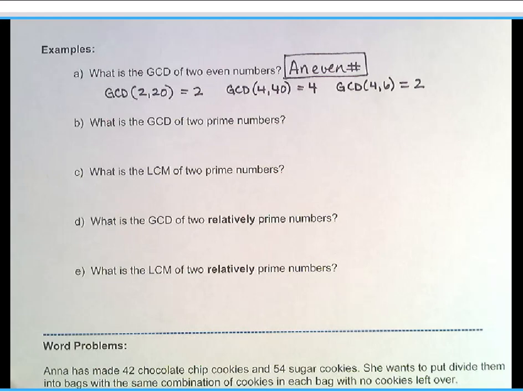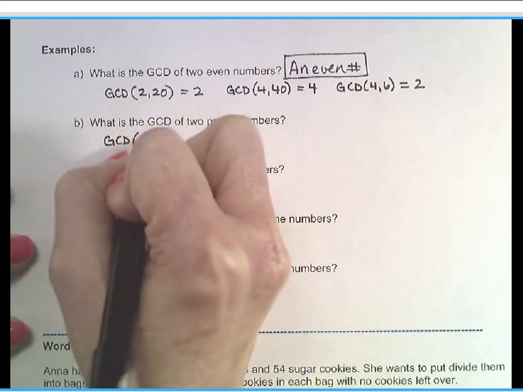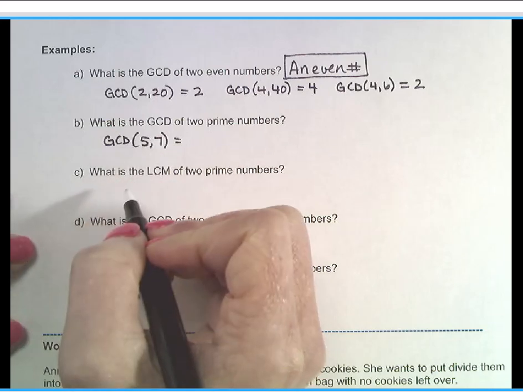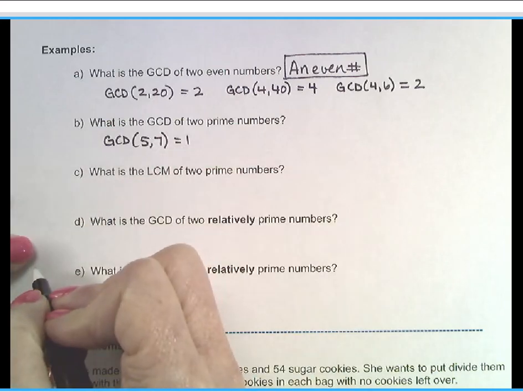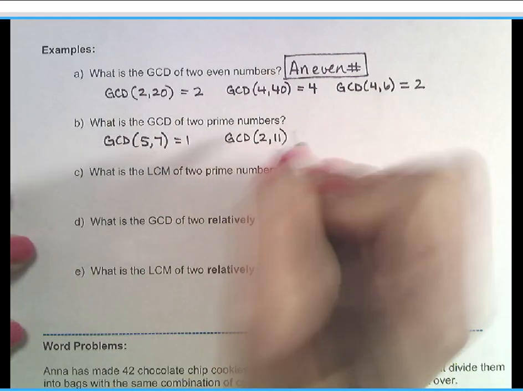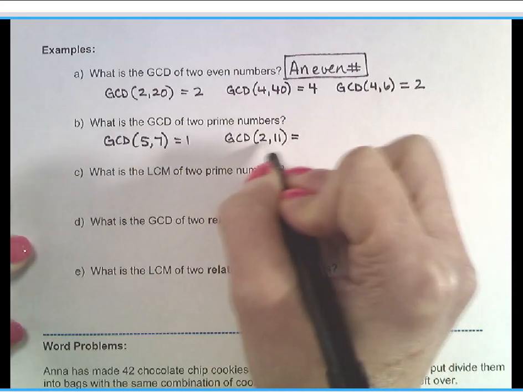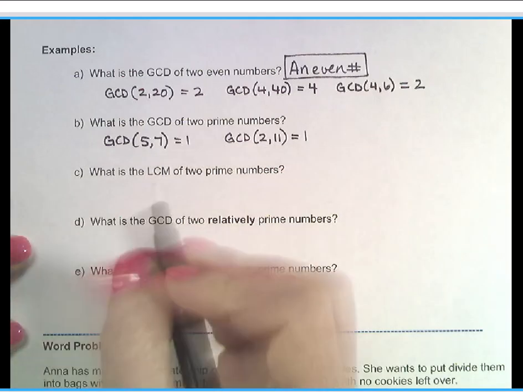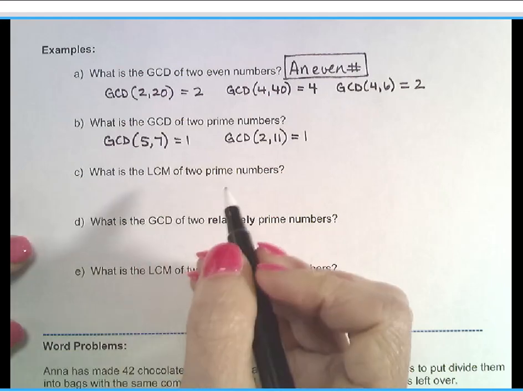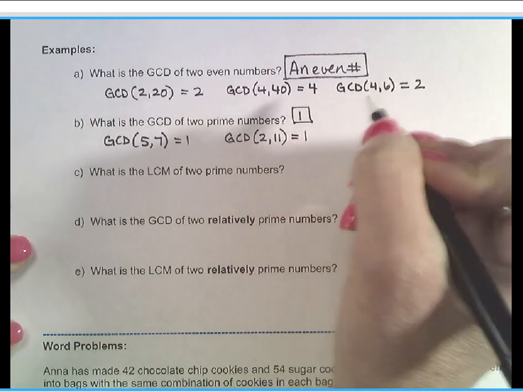So what's the GCD of two prime numbers? Well, let's pick any prime numbers, like 5 and 7. Those are prime. What's the biggest number that'll divide into both? Well, that would be 1. Let's pick some different prime numbers. What about 2 and 11? Those are both prime, and one's even. The biggest number that'll divide into both of those? 1. So if you have two numbers that are prime, the only divisor or factor that they have in common is 1. So the GCD of two prime numbers will always be 1.